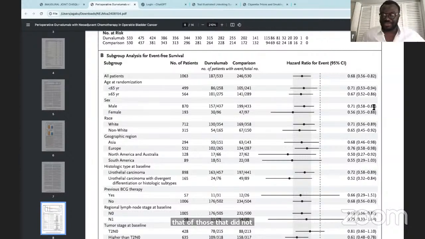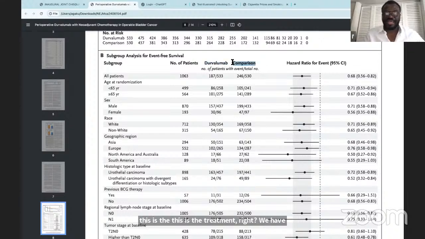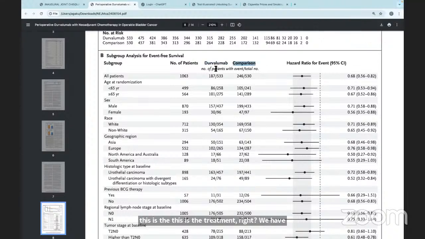You are almost there, but can you be very precise, please? This is the treatment, right? We have this treatment and a control.